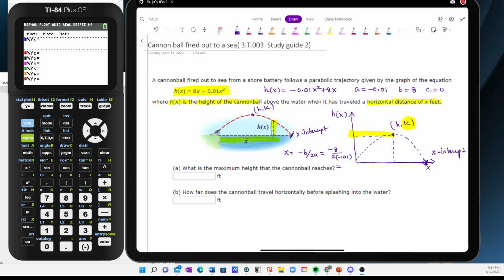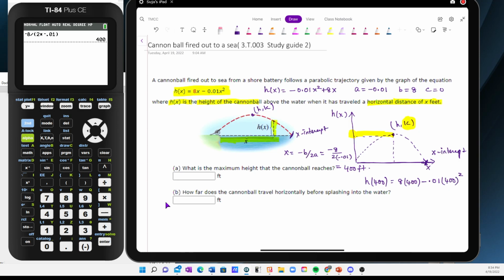So if I find the value of it, I'll keep it as I see there, okay? 2 parentheses, 2 times negative 0.01. The answer is 400. So it's 400 feet, but that's not what I want. I want the k value. So to find the k value, I need to find what h of 400 is. So 8 times 400 minus 0.01 times 400 squared.